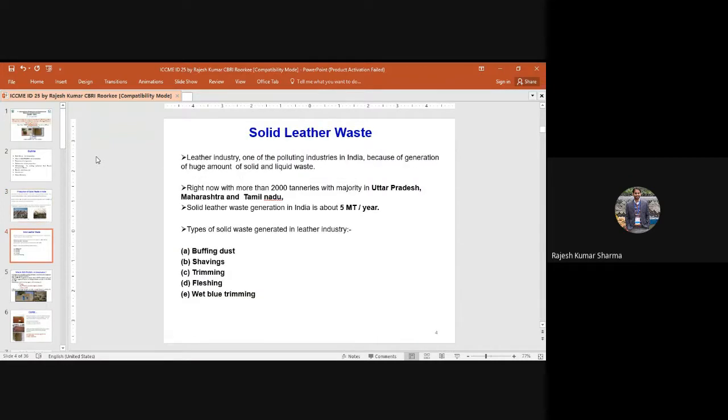Regarding solid leather waste, it is one of the polluting industries in India because of generation of a high amount of solid and liquid waste. About 5 million ton per year of solid leather waste is generated in India, in different forms like buffing dust, shaving, trimming, fleshing, and wet blue trimming. In India, the maximum amount of work is done by CSIR, Central Leather Research Institute, Chennai. They have developed a nano composite, lightweight composite to use in cars and aeroplanes.